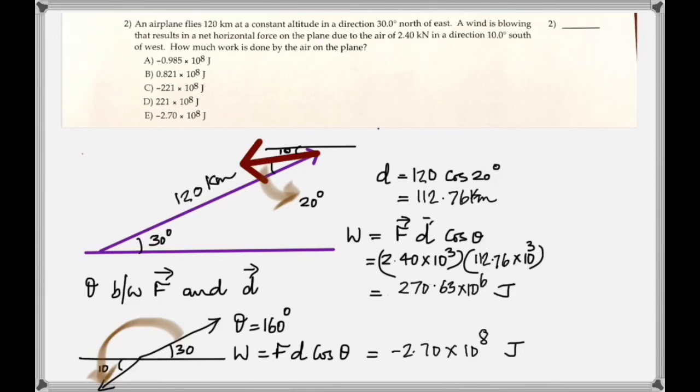Now, I've also done it another way here for those who would like to see it this way. You see that this total angle is 160 degrees. So when you do F d cosine theta, you're going to get negative, because cosine 160 is going to be negative something, and therefore you will get negative so many joules. Now the negative shows that it's doing work against the wind, so that must be very clear. I hope you understood this.